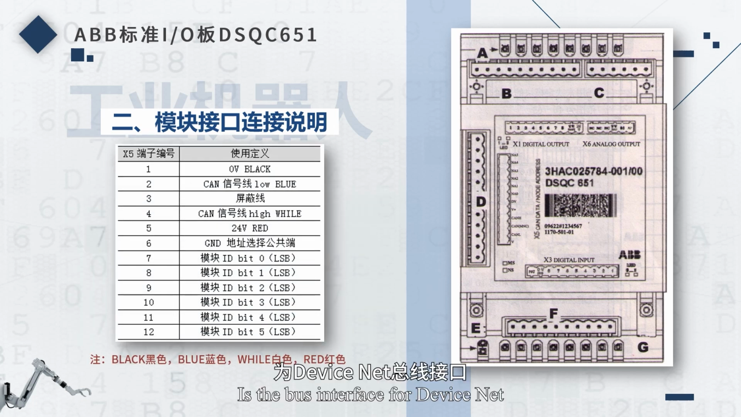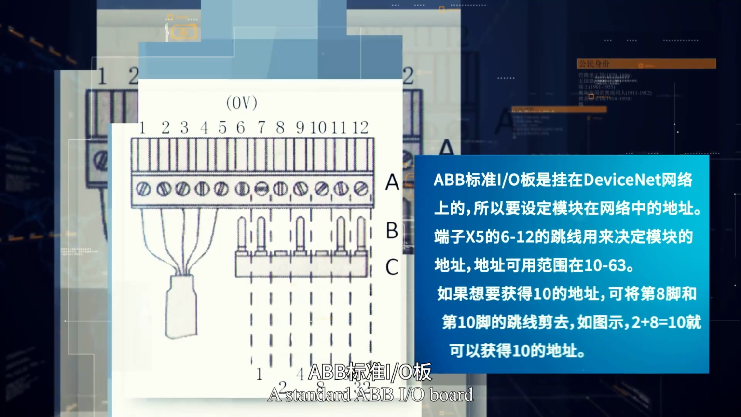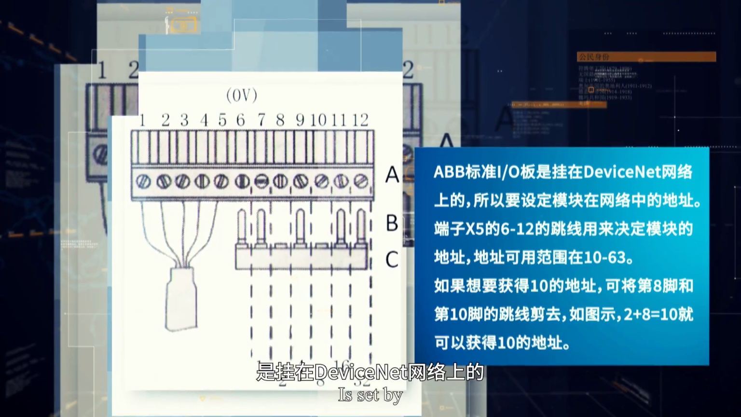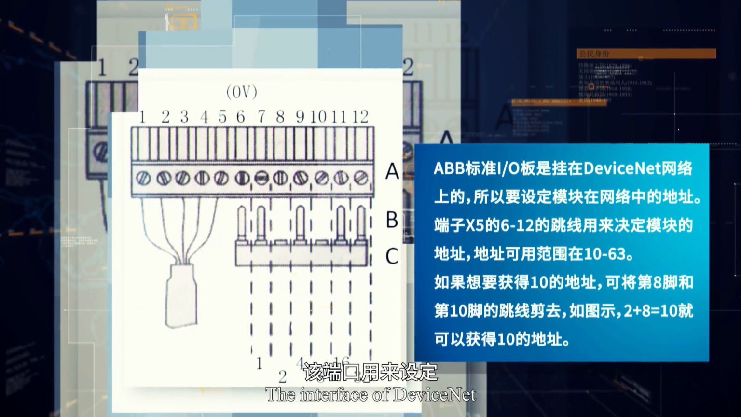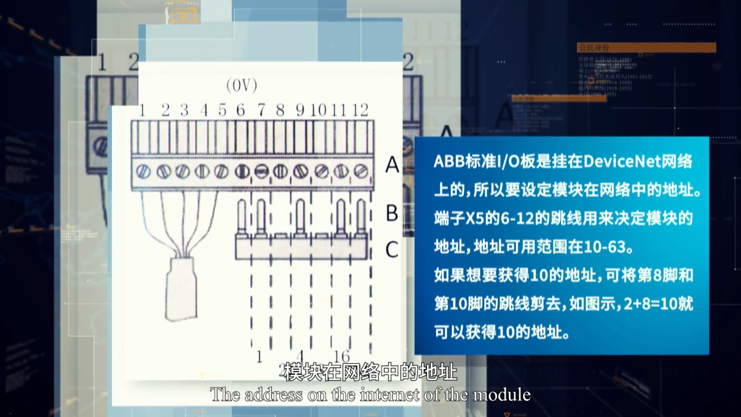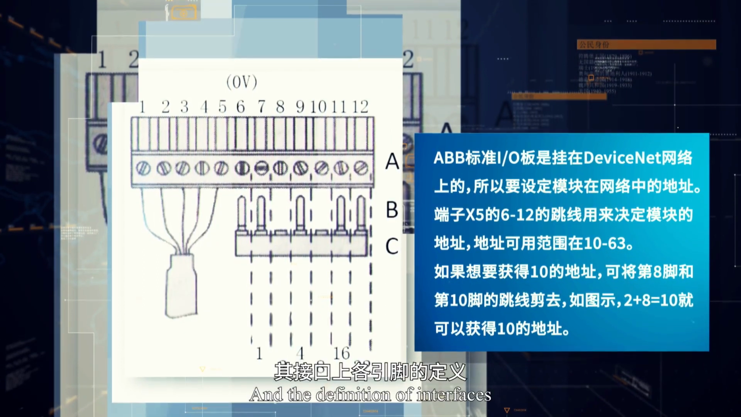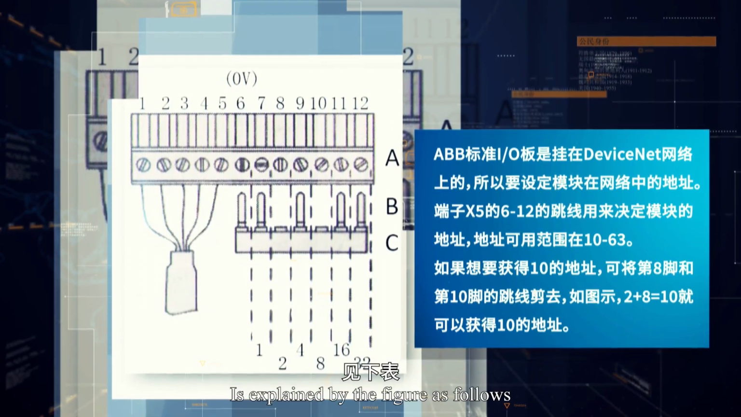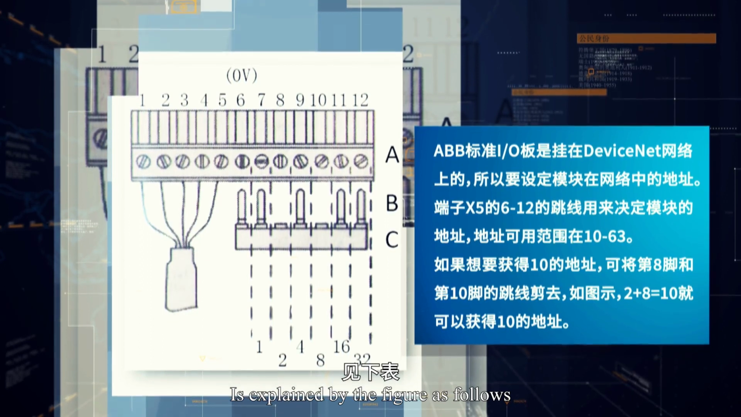X5 is the bus interface for DeviceNet. A standard ABB I/O board is set by the interface of DeviceNet. The address on the network of the module and the definition of interfaces is explained by the figure as follows.